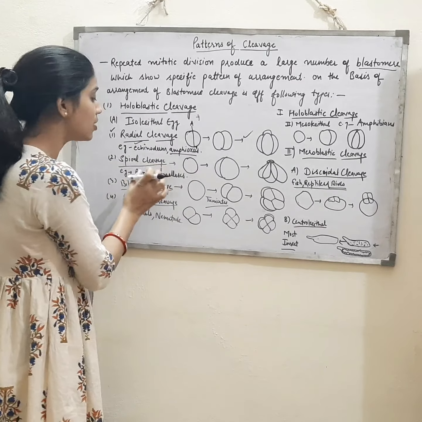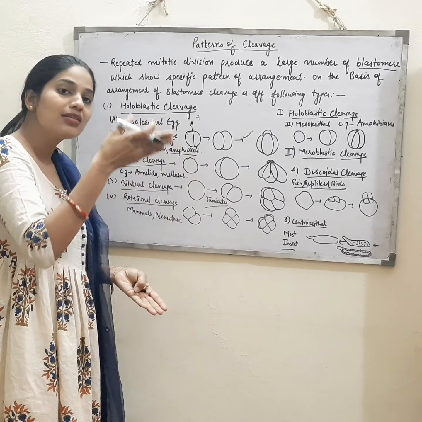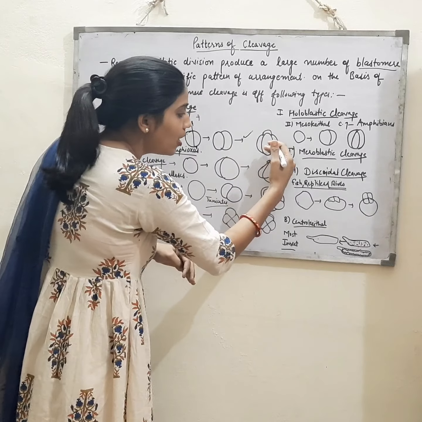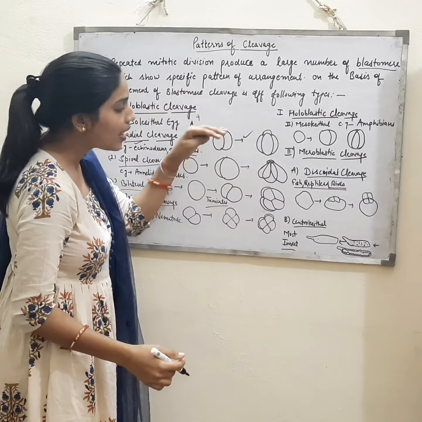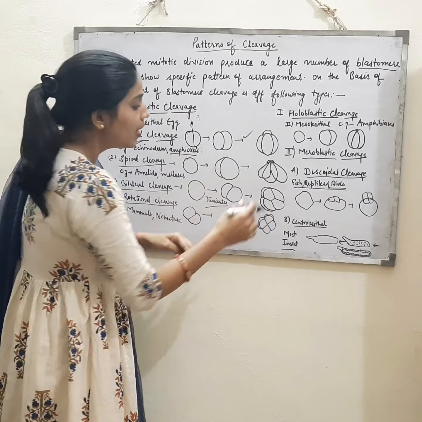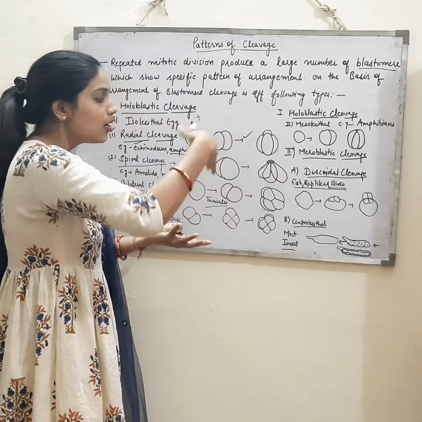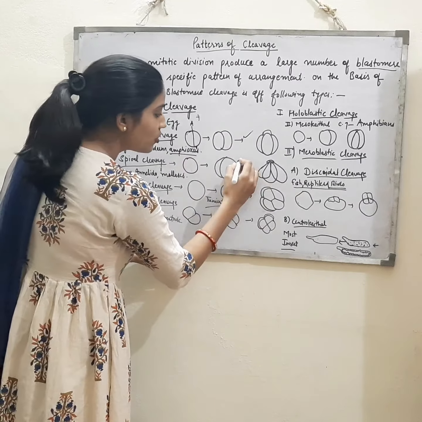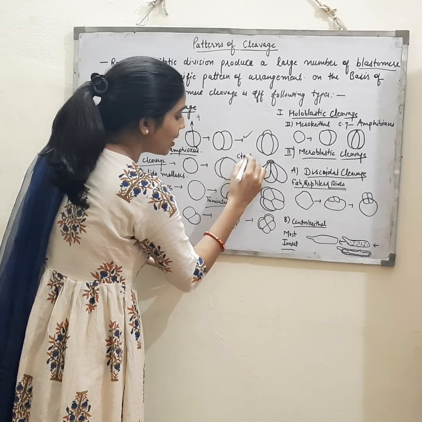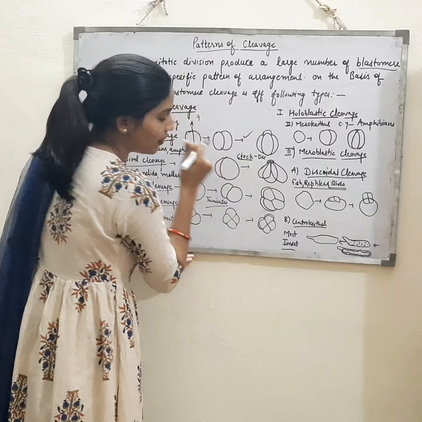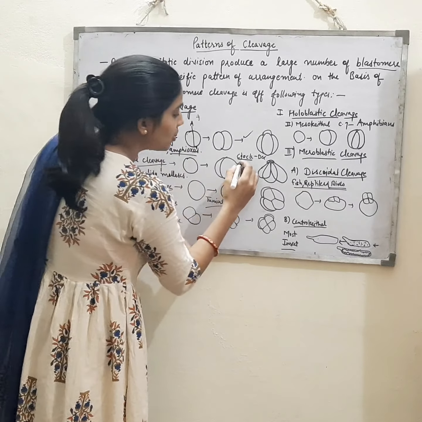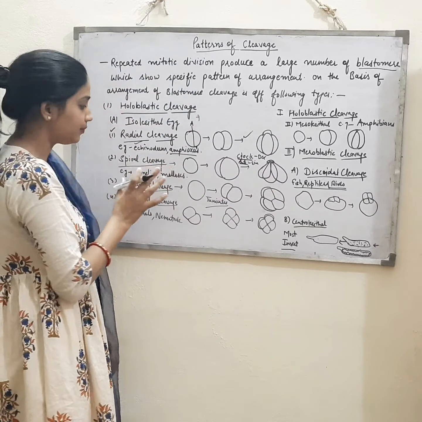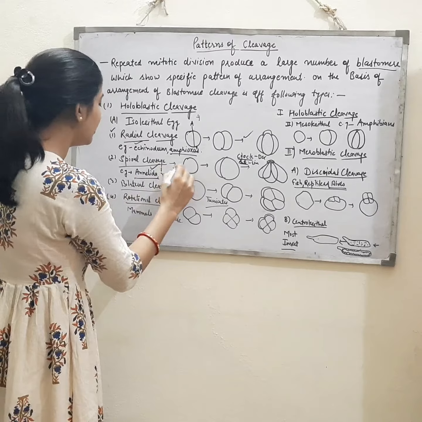Second one is a spiral cleavage. In this type of cleavage, the pattern is slightly oblique, so that the blastomeres of the upper tier and the blastomeres of the lower tier never lie upon each other. So here the blastomeres of the upper tier slightly rotate at the junction. When this rotation is clockwise, it is known as dextral cleavage. And when this rotation is anti-clockwise, it is known as sinistral spiral cleavage. These are found in the annelids and the mollusca.